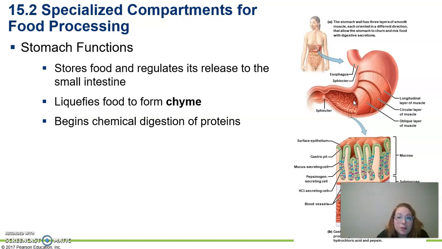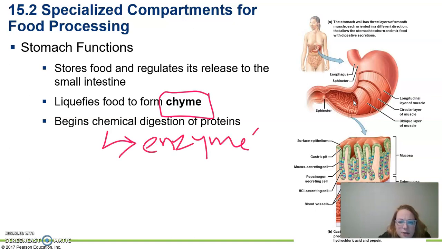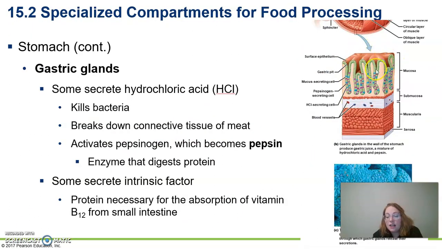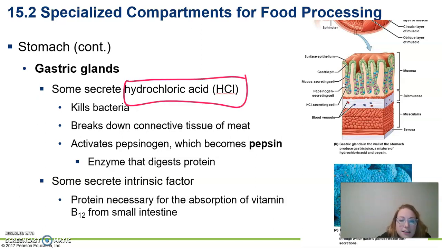The stomach secretions have a lot of functions. As it mixes with the food, we don't call it food anymore, we call it chyme. Cool. And then we're going to do some chemical digestion of proteins using our enzymes. So our stomach lining has all of these pits called gastric glands, and along those are different types of cells, and those cells are all specialized for different secretions. Some cells here are going to secrete hydrochloric acid. Stomach juices have a pH of about 2. It's very acidic.